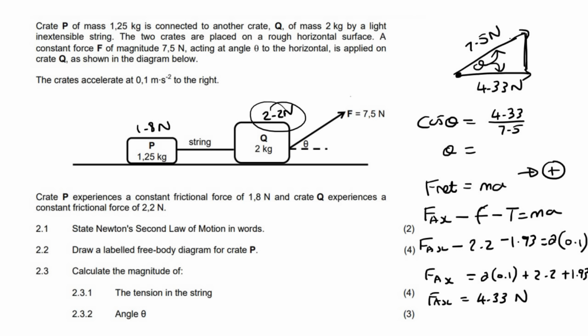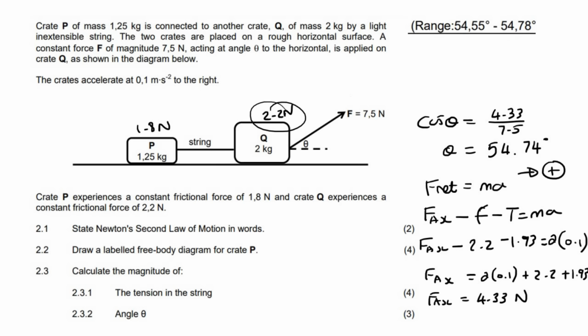So this is 54.74 degrees. On the memo, they did say that you can have a range of answers. So if you got anywhere between there, then you are correct. What did we get? Oh yeah, 54.74.